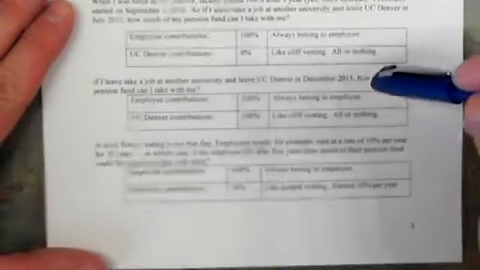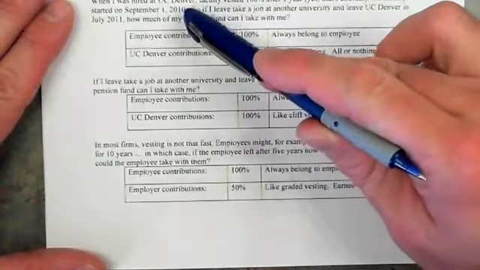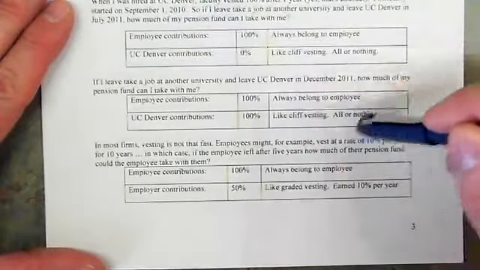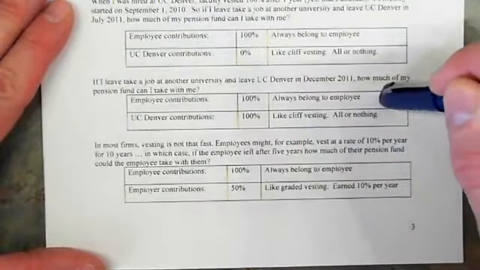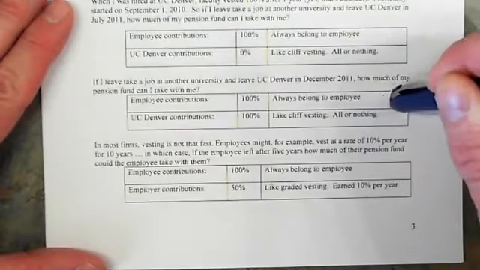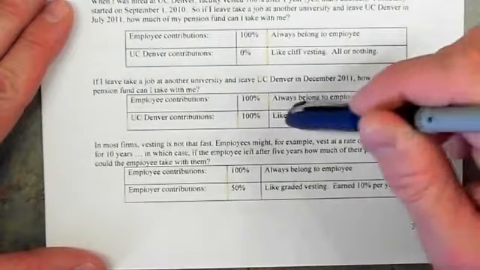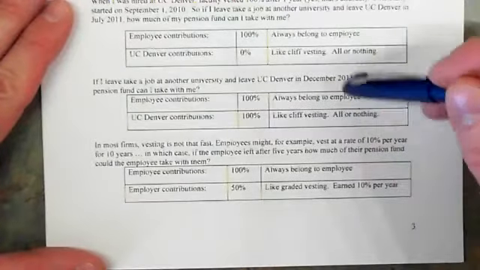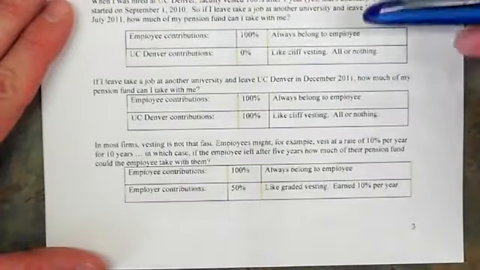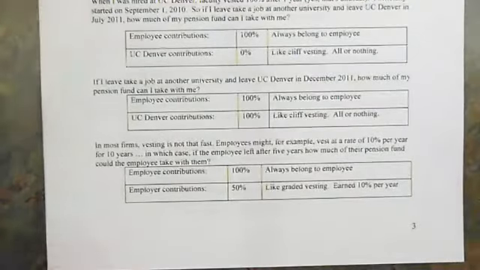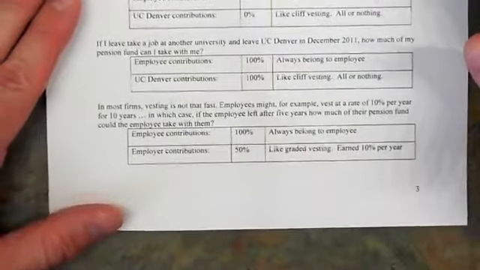If I waited till December 2011, that is more than a year after my start date, then I could take everything because I vested 100%. Again, that is rare that I would be able to take everything with me. That's a cliff vesting schedule where I got everything after 1 year. So under most firms, vesting won't happen that quickly.